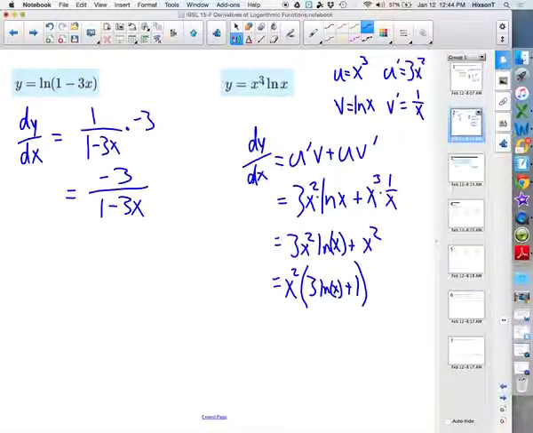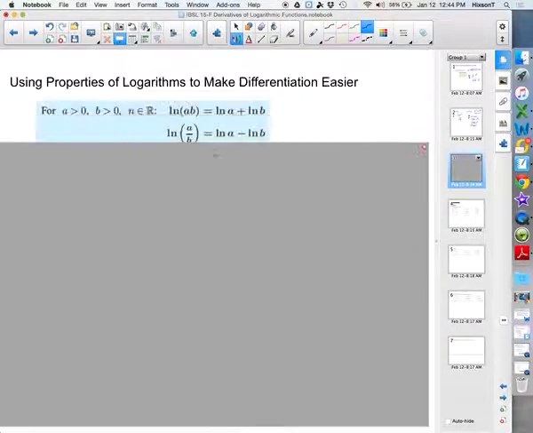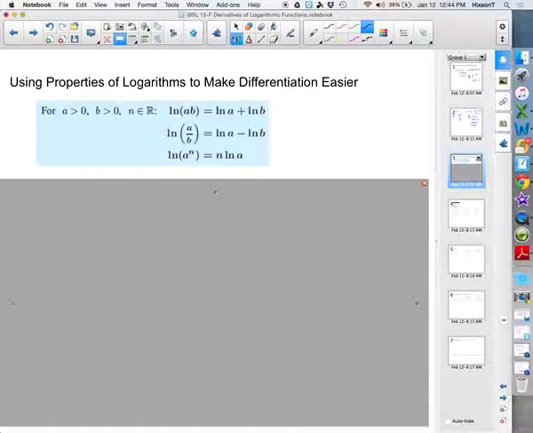All right. So let's quickly look here at our rules for logarithms, or properties of logarithms. These can make finding the derivative a little easier. But we've got to remember them, of course. The natural log of a times b: if you have multiplication inside the natural log, then you can split it into two separate natural logs added together.